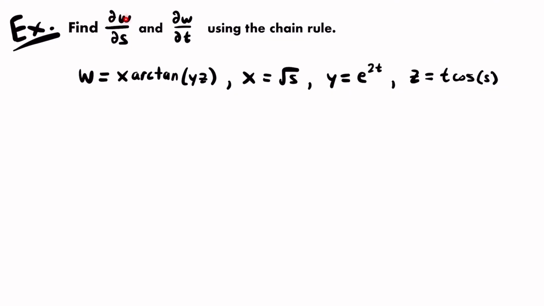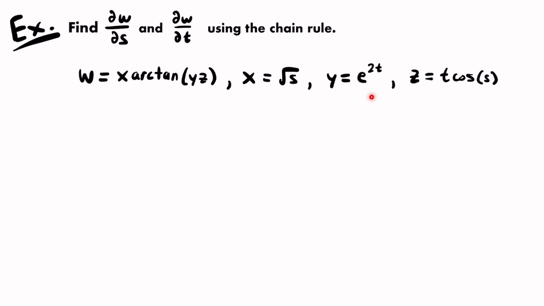Next up, we want to find the partial of w with respect to s and the partial of w with respect to t using the chain rule. And we are given that w is equal to x times arctangent of yz, where x is equal to the square root of s, y is equal to e to the power of 2t, and z is equal to t times cosine s. Okay, so this is very similar to our previous example.